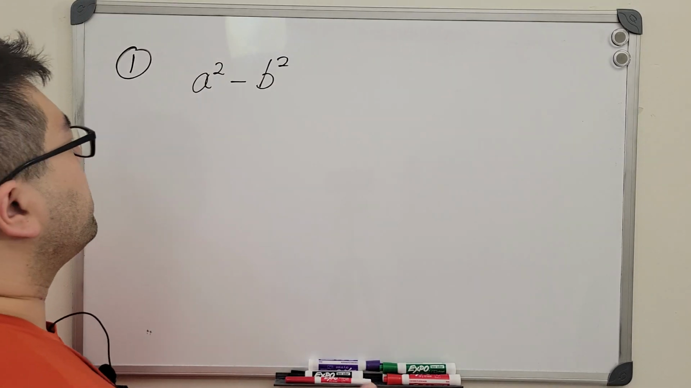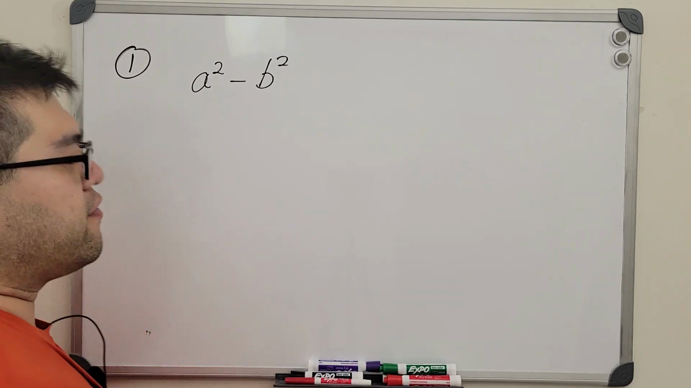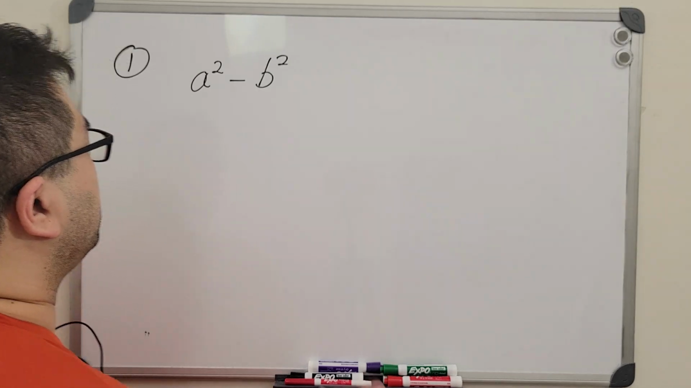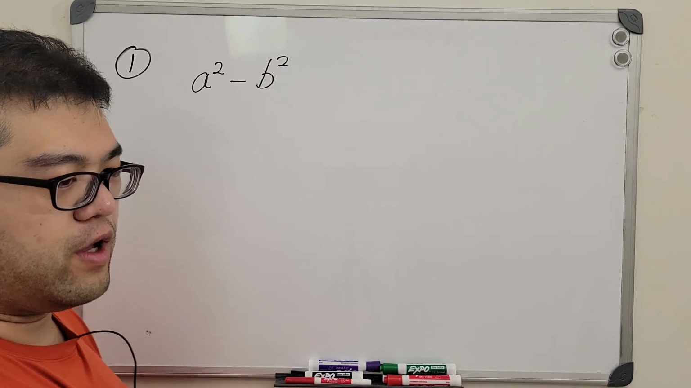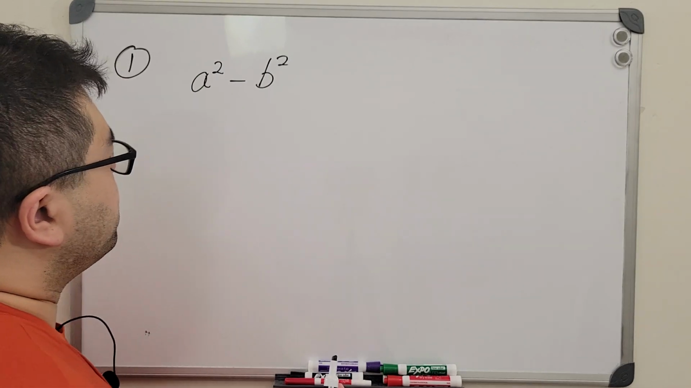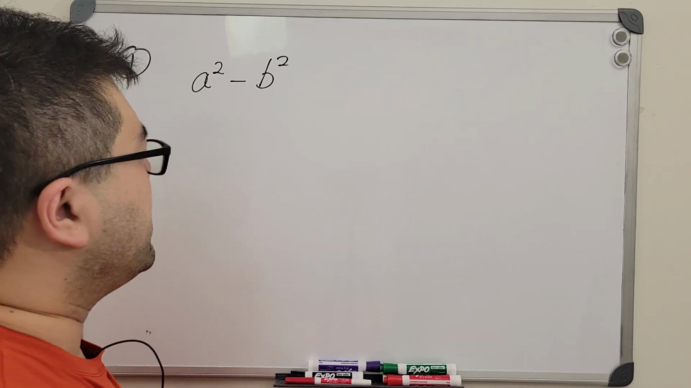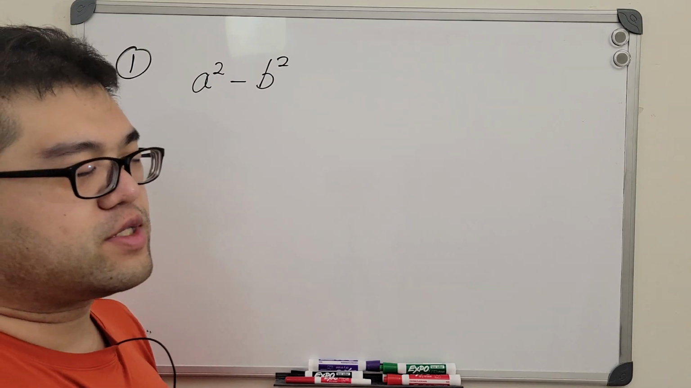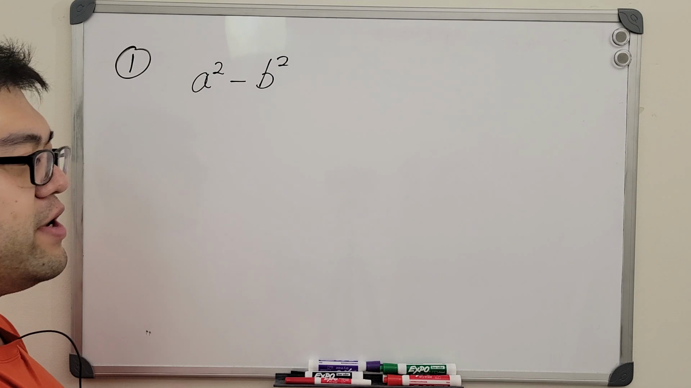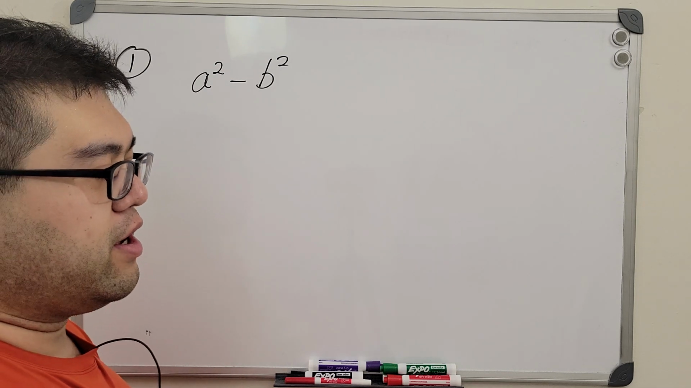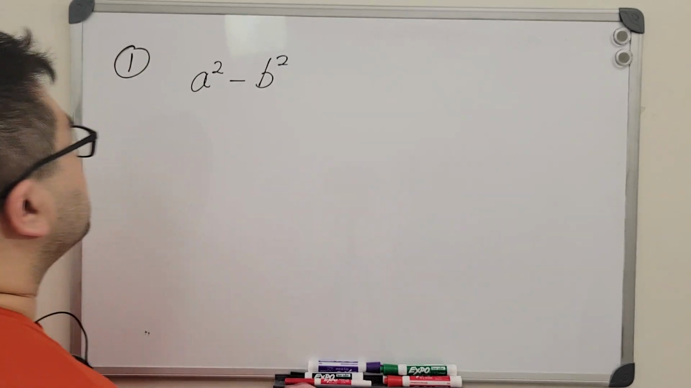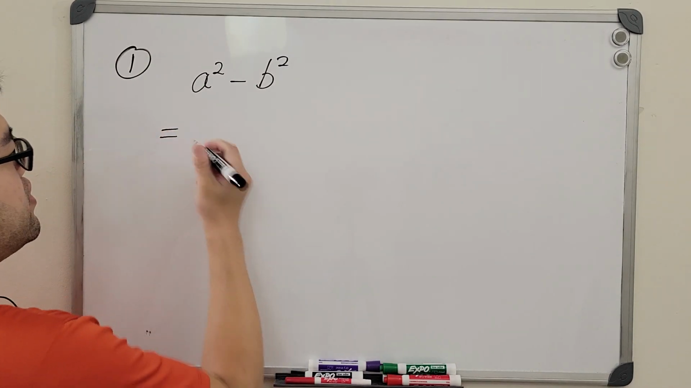So here we go. First, we have this problem here, a squared minus b squared. This is a start off of what we need to learn, how to factorize a quadratic expression. And sometimes we have to memorize some of the formulas so that it will be very convenient to factor out something. So this is one of the formulas we definitely need to know.